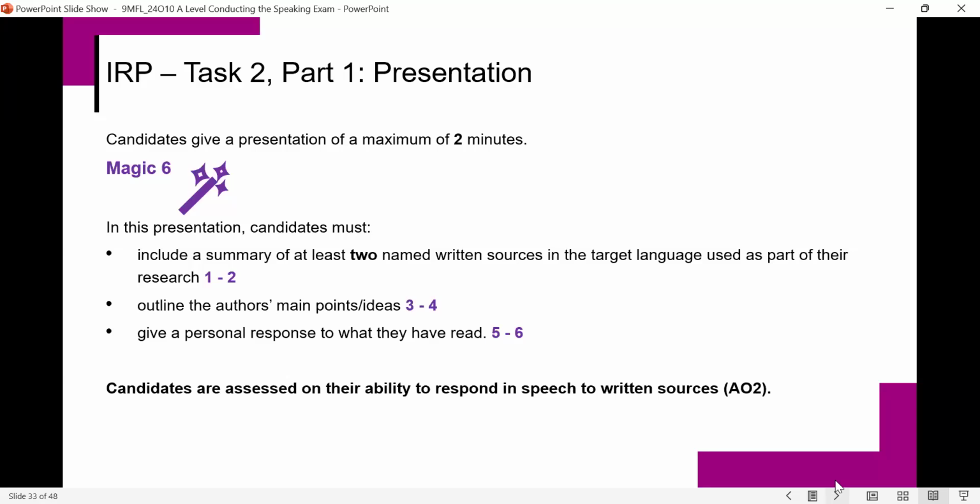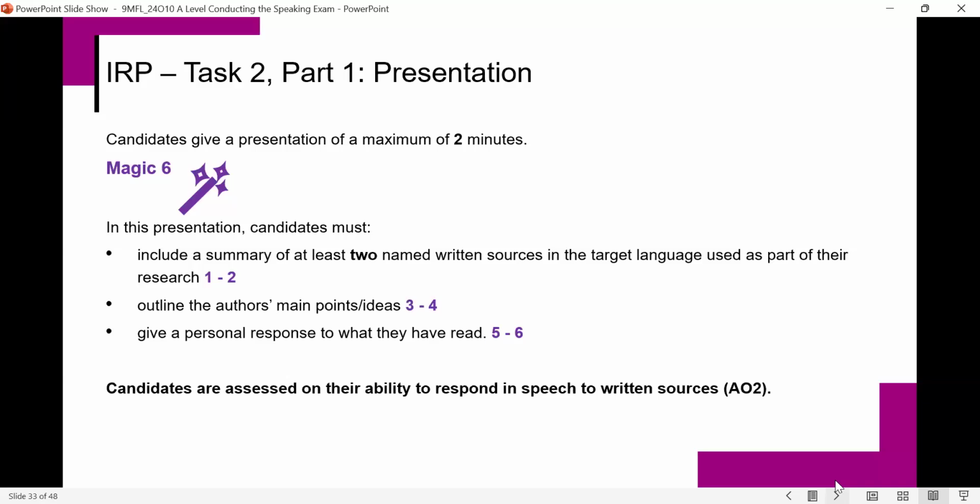They need to include a summary of 2 named written sources in the target language. Okay, so named sources. And this is where, if you have a look at the right at the end of the sample assessment materials, there is an exemplar for each of the languages. So the student needs to say, my first source is something written by something and comes from such and such a newspaper. My second source is something and comes from such and such a website. Okay, so they need to name their sources, and they should be the first 2 sources which are named on their RP3 form.